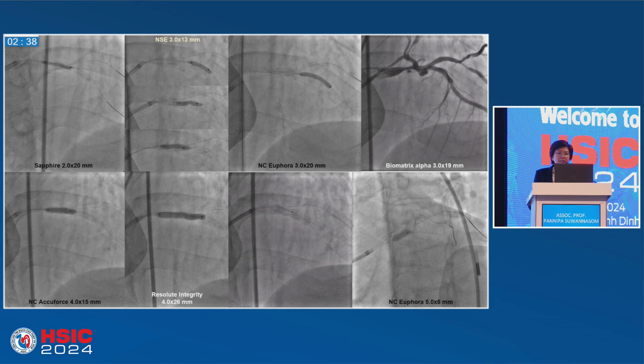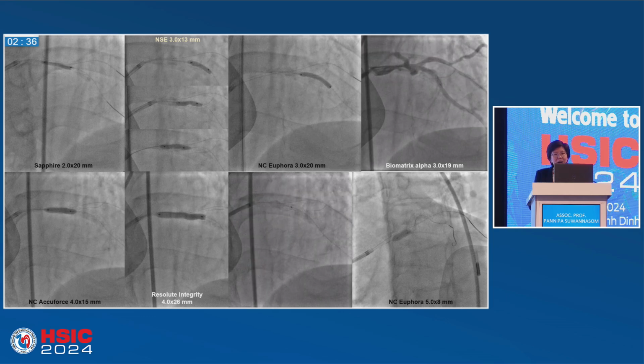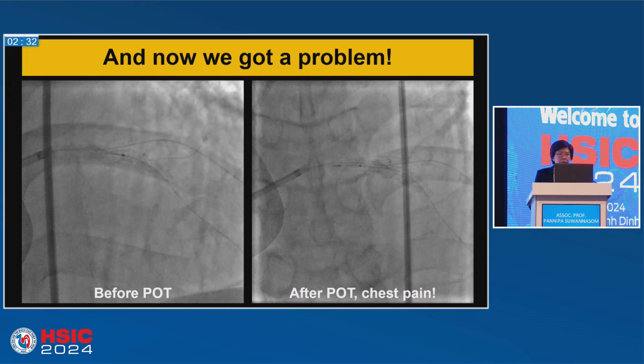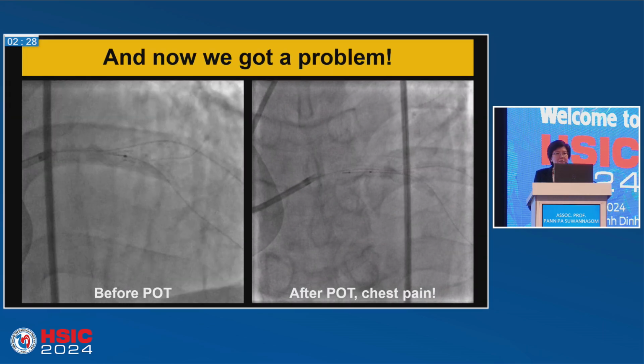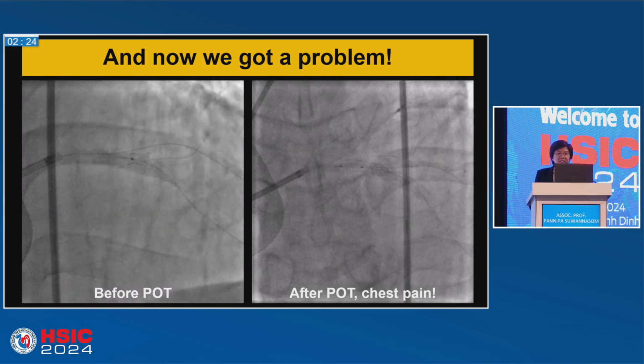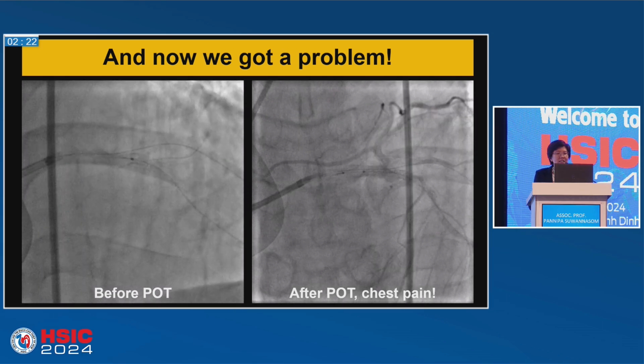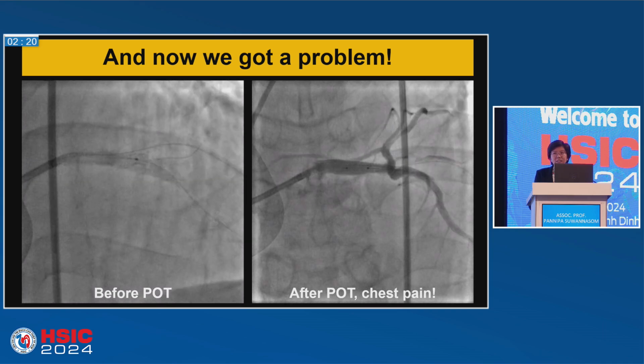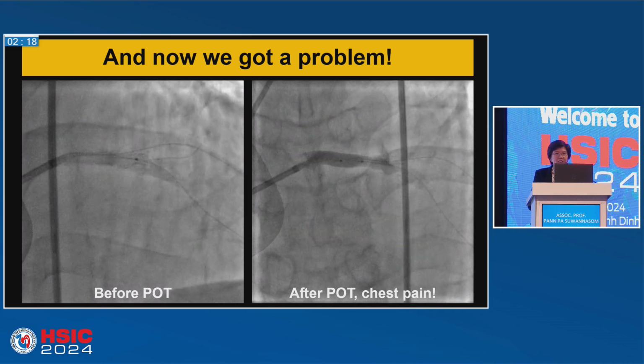As you can see here, the flow is quite okay, not bad. And then we do the POT with the NC Euphora 5.0. And now we have a problem. As you can see, before we did the POT, the flow to the intermediate was quite okay. But after the POT, where is my flow? And as you can remember, this intermediate is a really big branch.